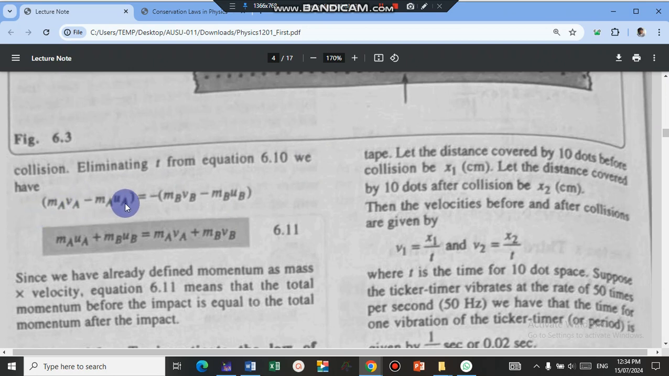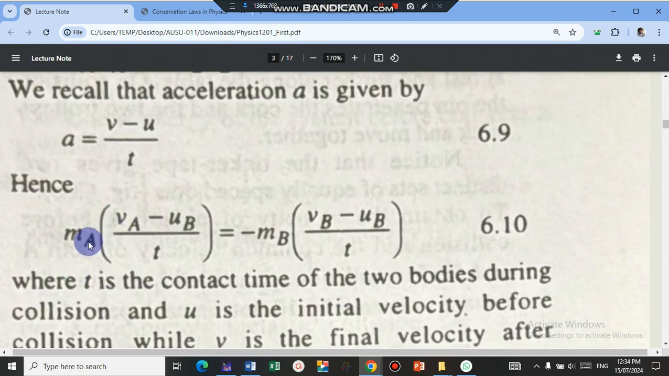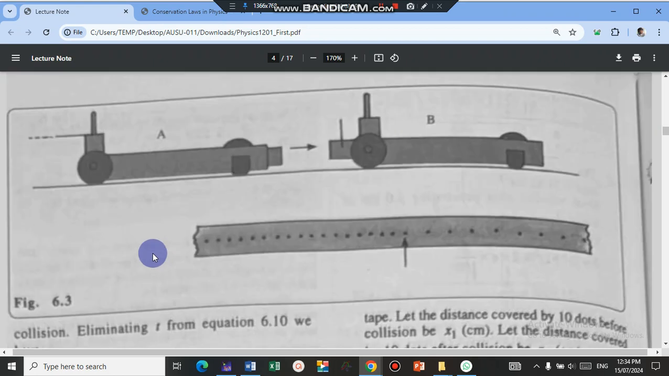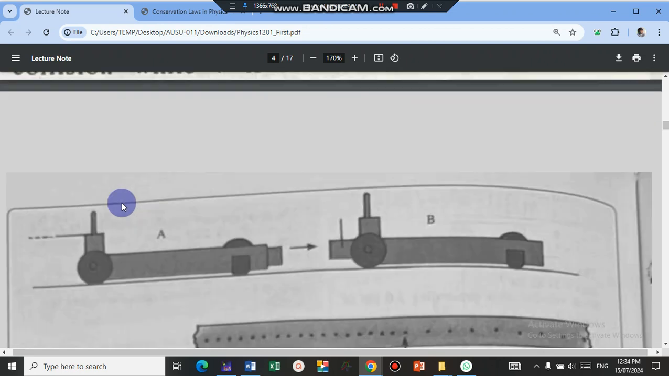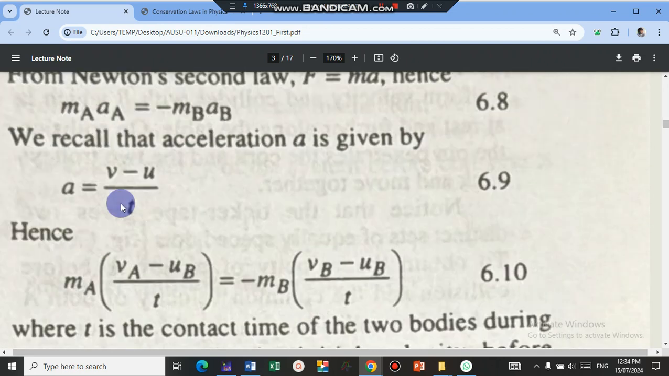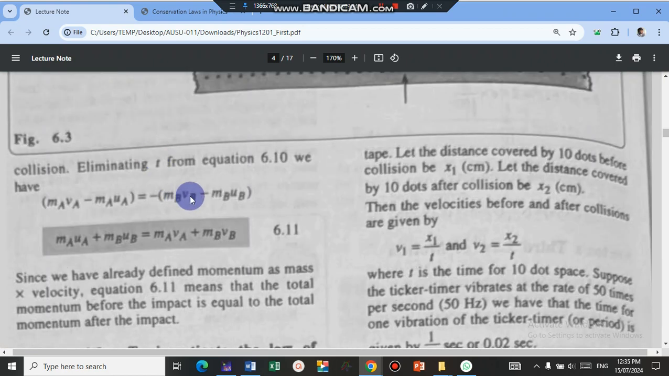You see, I will now have this, but I will let my m enter into the parentheses. m sub A times this will give me m sub A v sub A, m sub A times u sub A, remember, will be m sub A u sub A. So I will get m sub A v sub A minus m sub A u sub A. On the right hand side, I will let my m enter here, so m sub B negative outside, m sub B into this will be m sub B v sub B minus m sub B u sub B, and the negative is here.